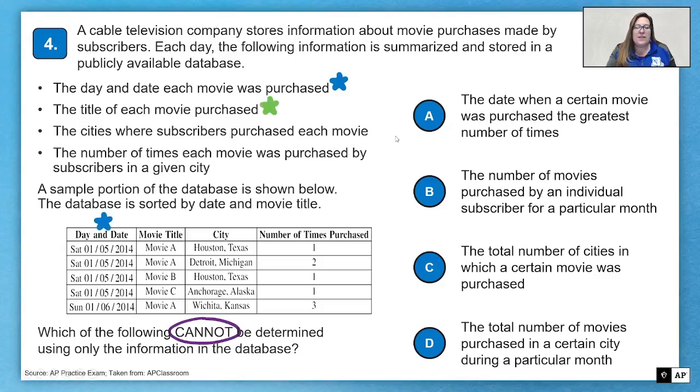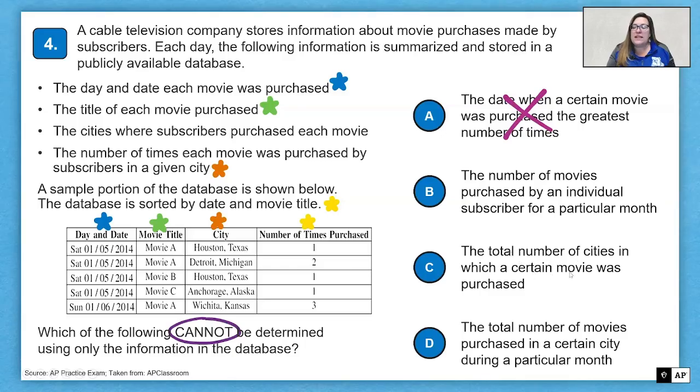We do have the title of each movie. We do have the cities and the number of times each was purchased. So when I look at my answers, the date when a movie was purchased, well, I do have dates and I do have the movies, so that can be determined. The number of movies purchased by an individual, nowhere here do I see individuals. So I don't think that's a problem. I think that is something that cannot be determined.